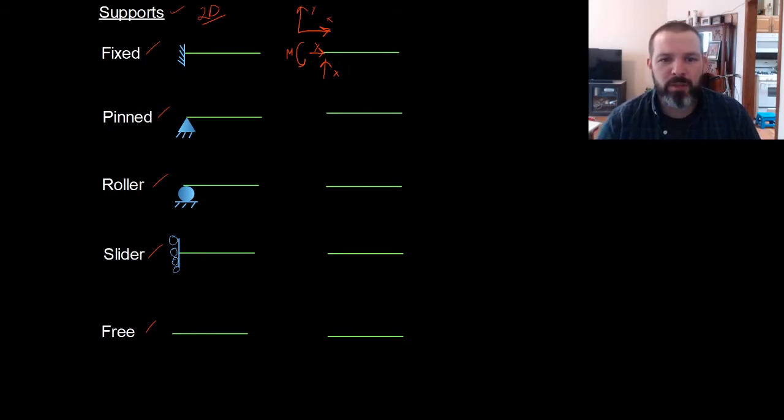So a fixed support generates forces in the x and y, and a moment, and it resists translation in the x and y, and rotation.